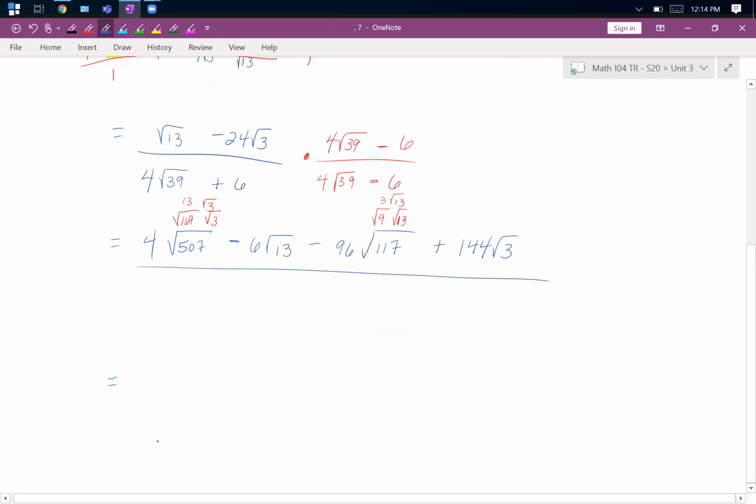And then in the denominator, we have conjugates, so we only need to multiply the first two together and then the last two together. The first two, multiplying them together, that'll be 16 on the outside and then a 39 without the radical. And then minus 36.